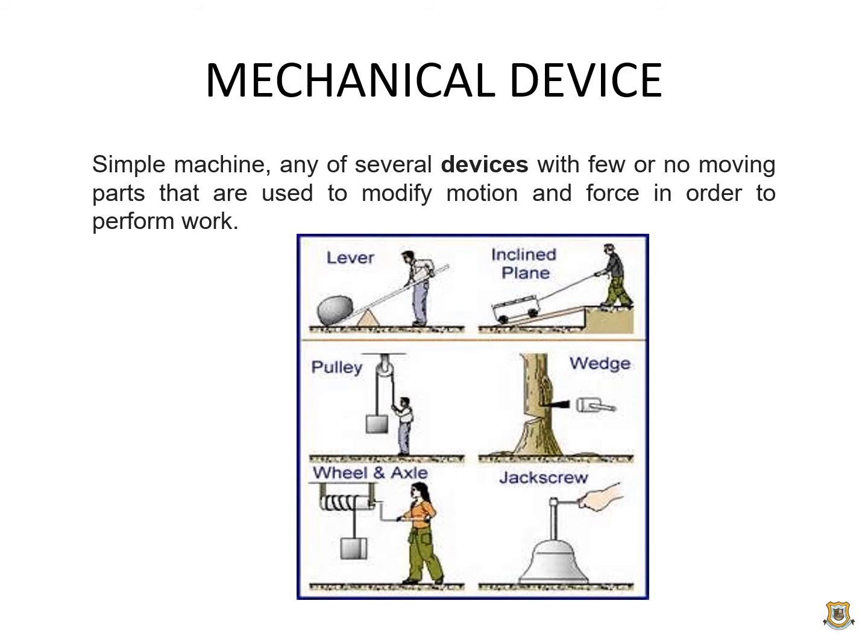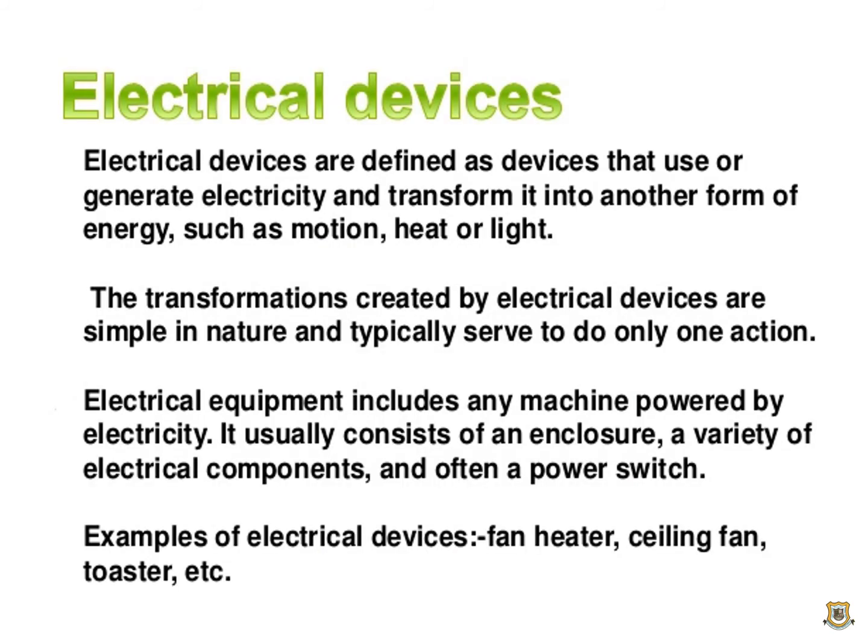The pictures there are also giving you some examples of simple mechanical devices. The next one, which is the electrical device, is simply defined as devices that use or generate electricity or transform it into another form of energy such as motion, heat or light.